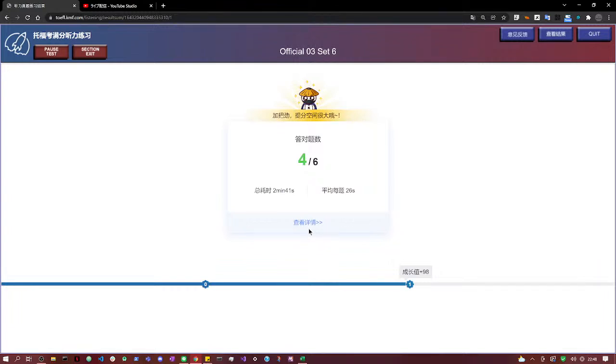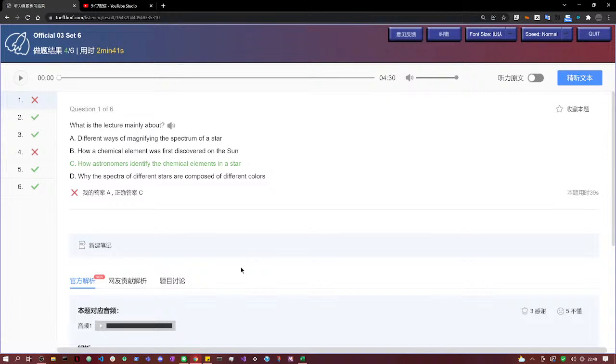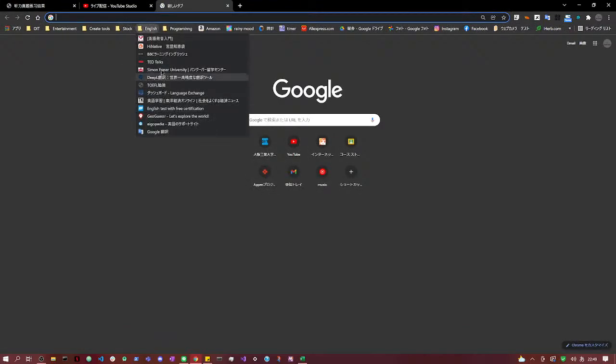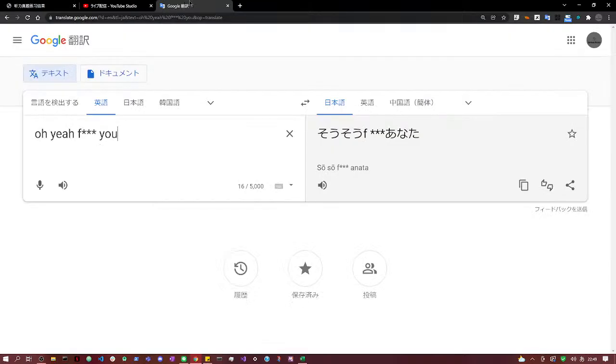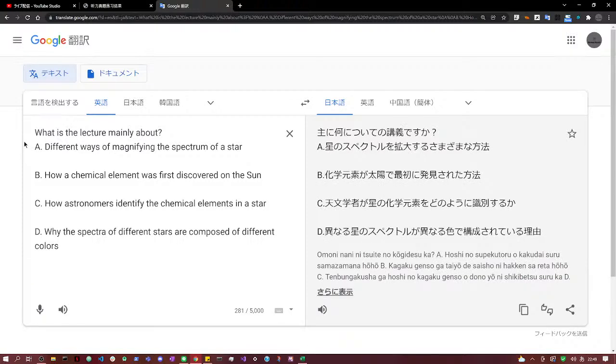Still stuck at 4 points. It's annoying. What is the lecture mainly about? Different way of magnifying. Magnified. Zoom. No, that's not it. How a chemical element was first discovered on the sun. That's wrong too. How astronomers identified the chemical element in the star. Why do the spectra of different stars compose different colors?